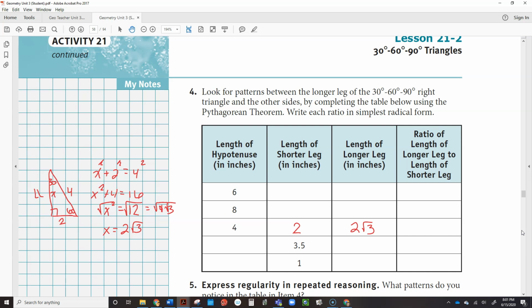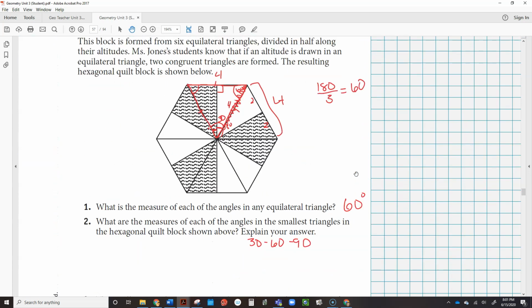Now, the relationship here between 4 and 2, that's half, right? That 2 is always going to be half of that 4. Remember why it was half of that 4? Because the 4 was across the base right here. It's also what we call the radius of that hexagon. So if this was 8, then this piece right here would be half of that. It would be 4. If this piece right here was 6, then this piece right here is going to be half of that. It's going to be 3.